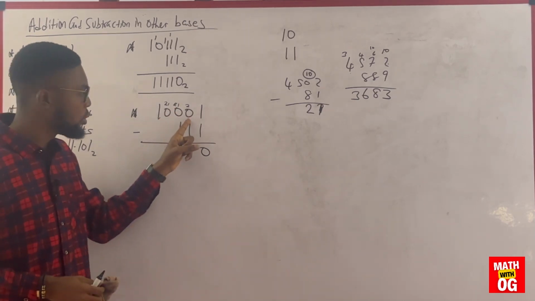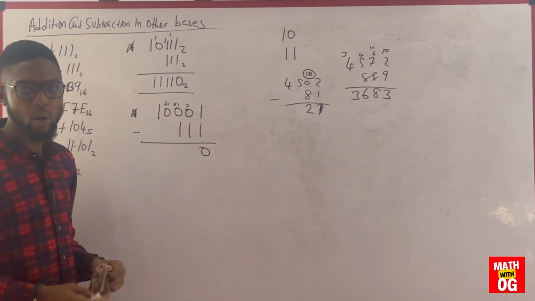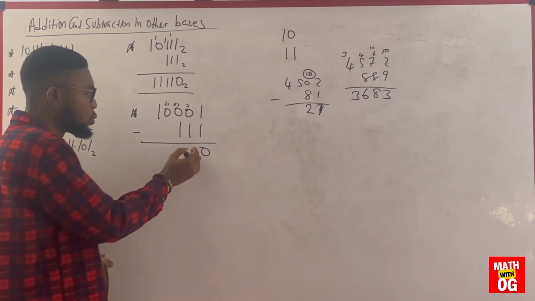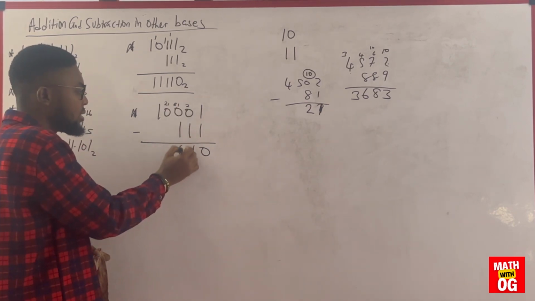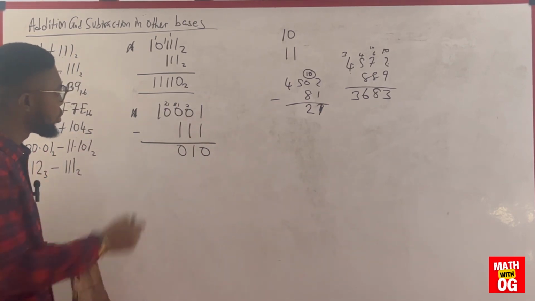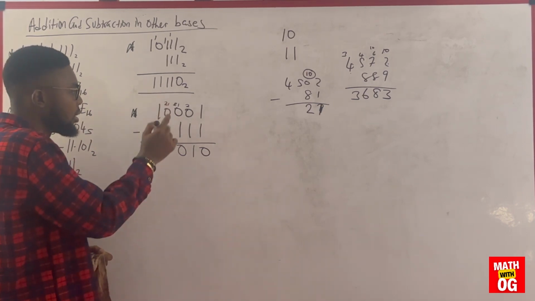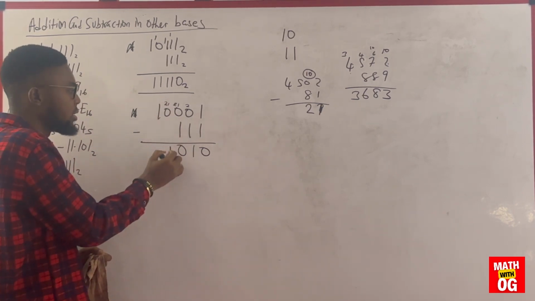Now 2 plus 0 is 2. 2 minus 1 is 1. And 1 is 1 in base 2. 1 minus 1 is 0. 0 is 0 in base 2. 1 minus 0 here is 1.